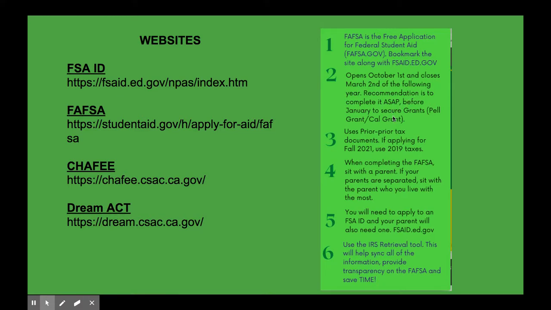There's little tips here on the side that I will be going over: bookmarking these websites, applying as soon as possible and before March 2nd, using prior tax documents. So if you're applying for fall 2021 because you're a senior, you will use 2019 taxes.